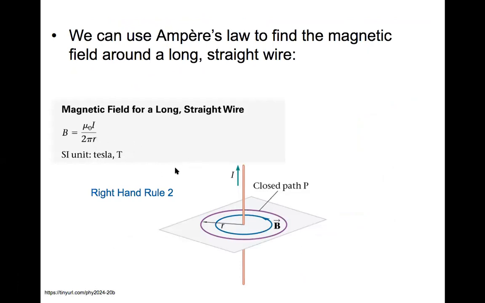The direction of the magnetic field will be determined by right-hand rule 2, where you put your thumb in the direction of the current, so then the four fingers will curve in the direction of the magnetic field at any point. In this case, you can see it's counterclockwise, as the figure shows here. All right.